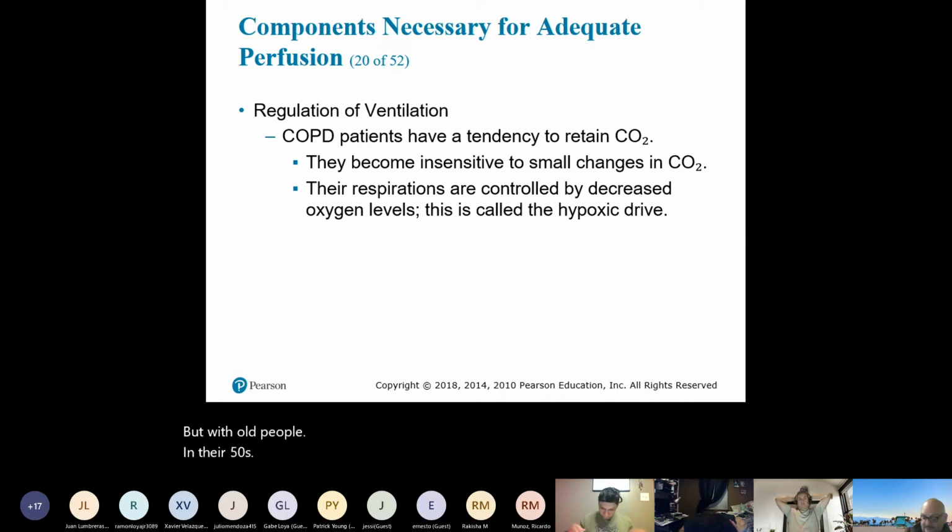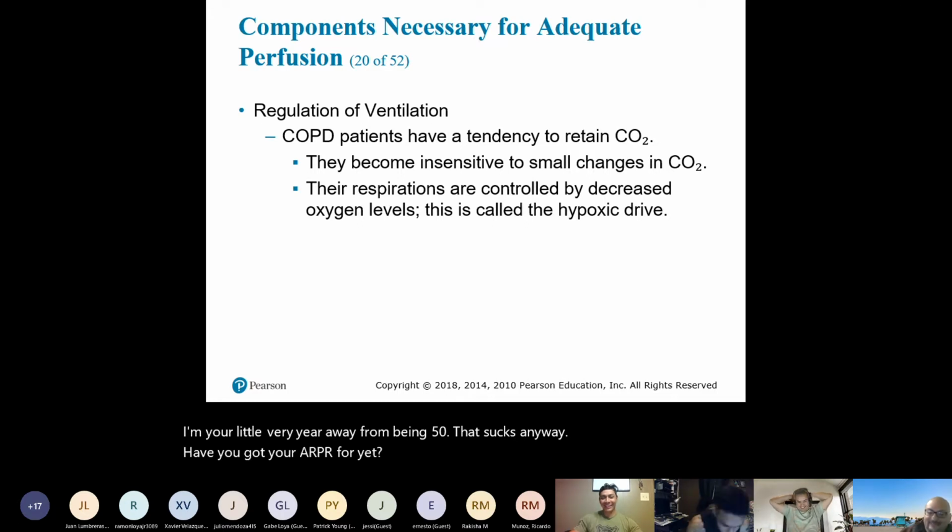and 60s, I'm a little over a year away from being 50. That sucks. Anyway. I'm months away. Have you gotten your AARP offer yet? No, not yet. It's coming. Oh, sure it's coming.